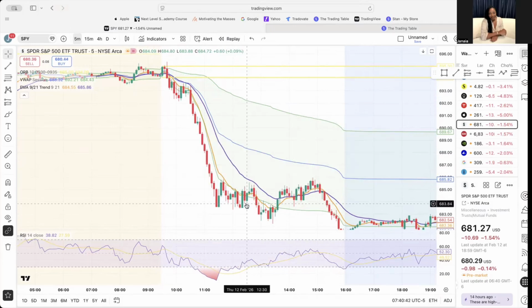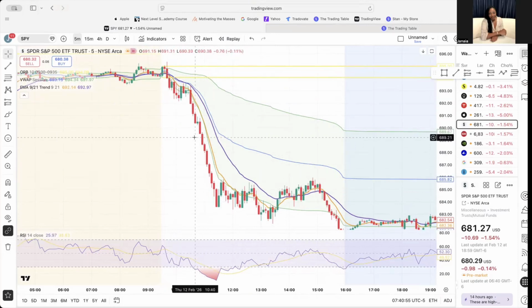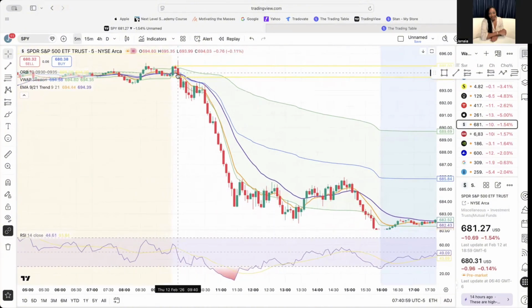So this is how I read the 9 EMA. When price is above the 9 EMA, then buyers are in control. If price is below the 9 EMA, then sellers are taking over, right? And sellers are in control. Again, let's look at the chart that we're looking at right now. Price is trading below, or forming below, this 9 EMA or this orange line. So it's pretty safe to say at this particular time on this day, these sellers were in control.